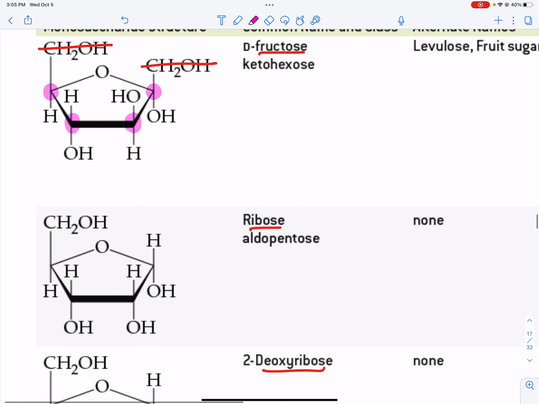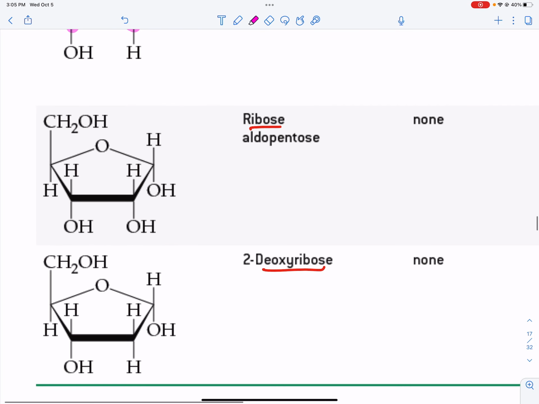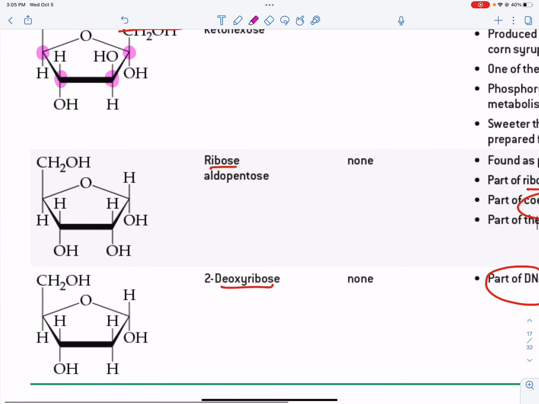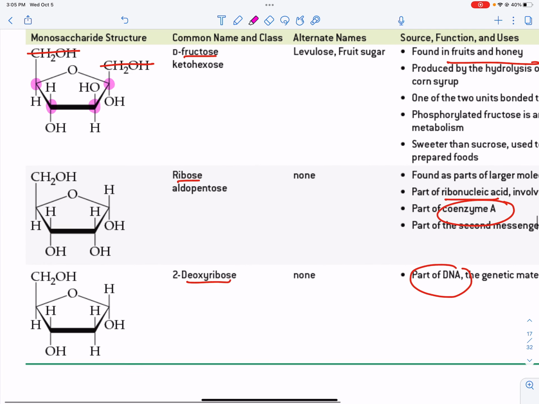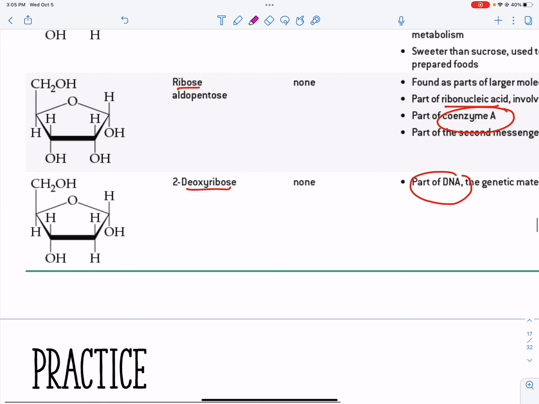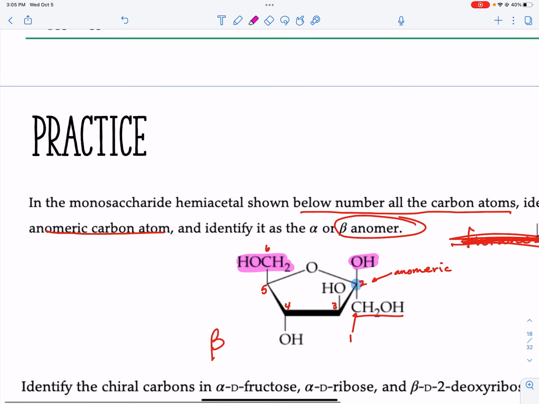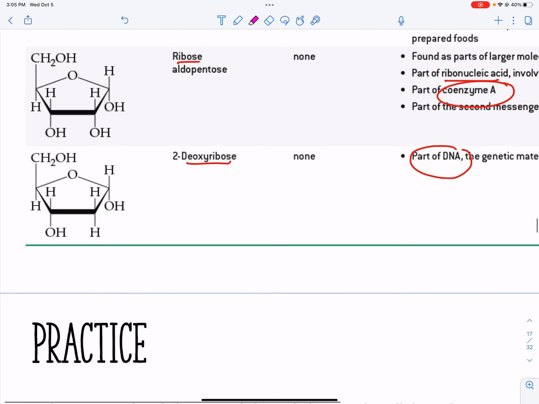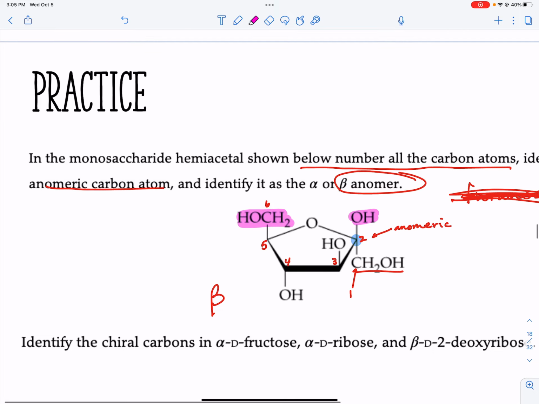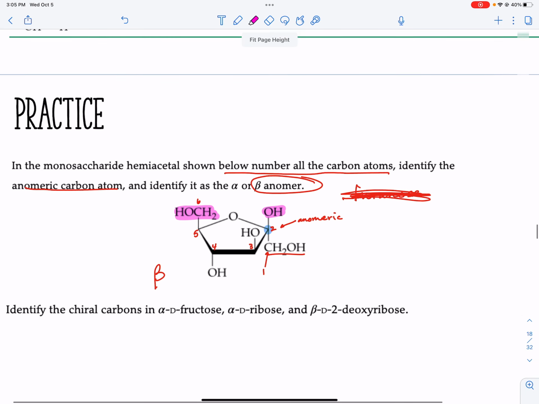So I think you could look at ribose and 2-deoxyribose. These are all the alpha versions. Maybe I shouldn't have told you that, but I bet you could have figured out, which is what it's saying down here. And then go through and highlight or identify all the chiral carbons, not alpha.